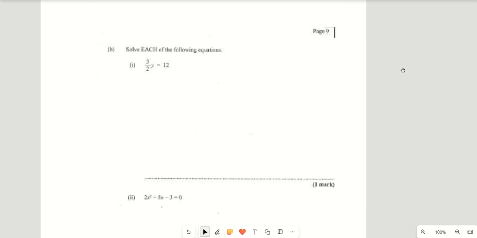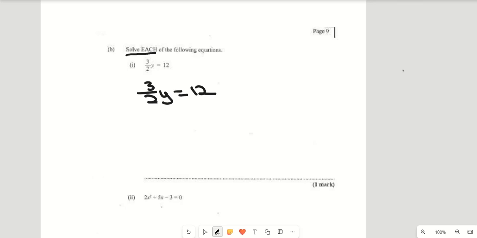Alright, let's go down to this one. This one says solve each of the following equations. Now, when you see solve, what you have to ask is, what in the question is your unknown? If you have 3 over 2y is equal to 12, what is your unknown here? y. So for part 1, we have to solve for y.